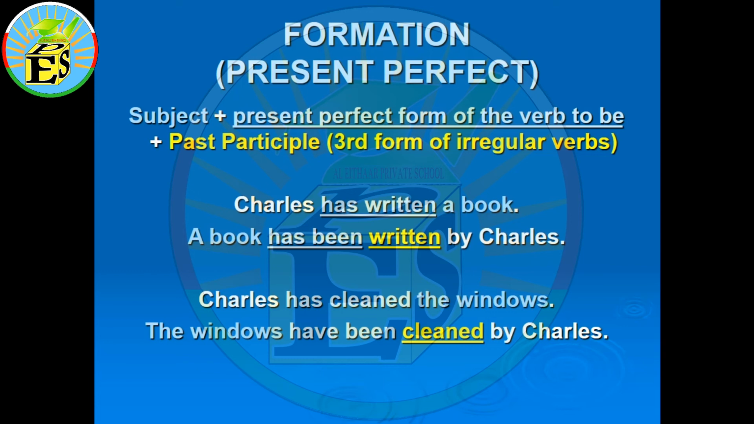Look at the example. Charles has written a book. A book has been written by Charles. Look at here the verbs in active and passive. Charles has written, this is active: has plus past participle. When I change the sentence from active to passive, I say a book has been written by Charles. You must add been. Has been written by Charles.